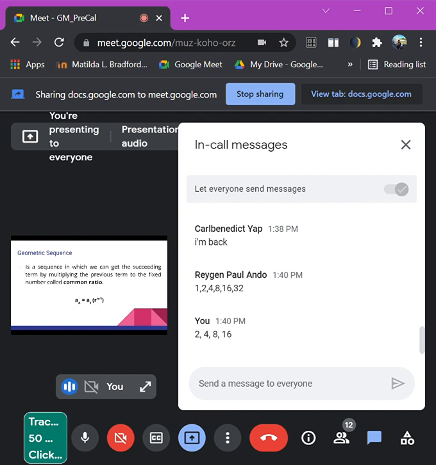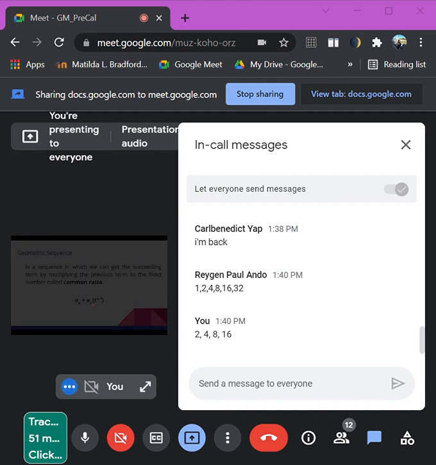And then to get the next terms, or the far-off terms of our geometric sequence, we can use this formula, which is a sub n equals a sub 1 quantity r raised to the power of n minus 1. Okay, we can use this formula.